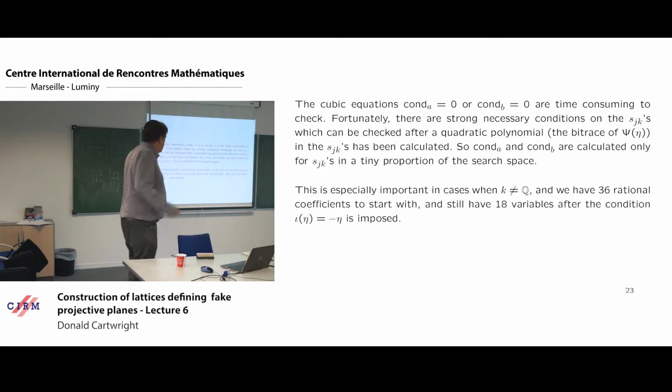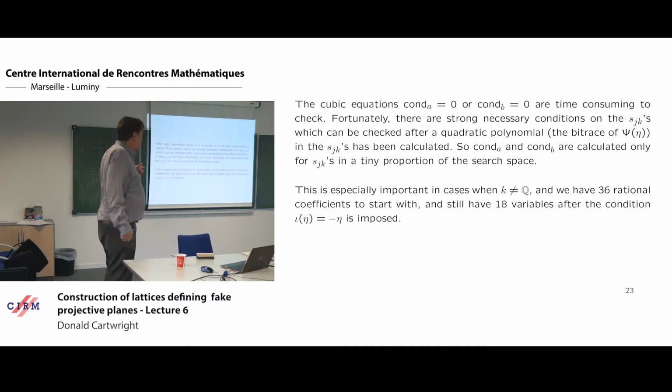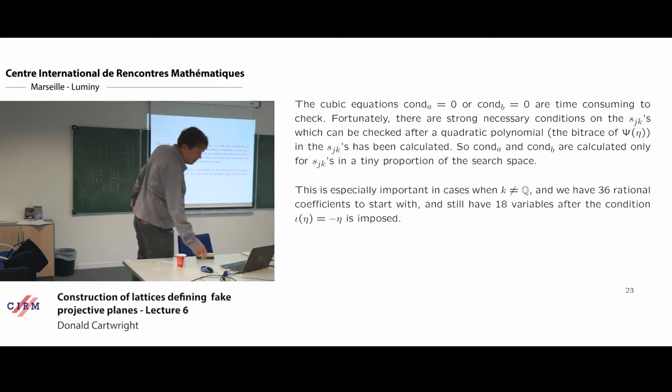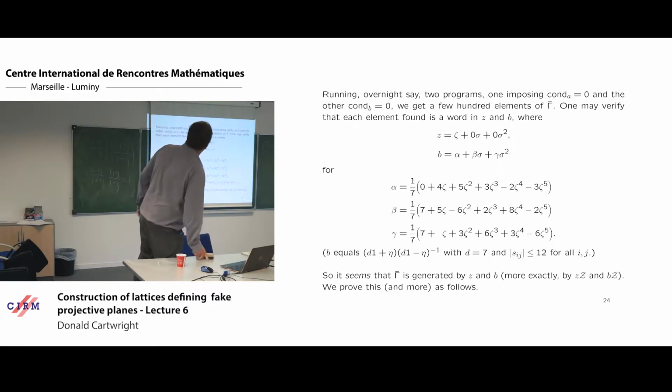So it actually goes okay. And this is particularly important because when you're dealing with K different from Q, you start with 36 rational variables. After this Q trick, you're down to 18 variables and plus D, so you're at 19 variables. And so you've got to have everything pretty efficient for this to work.